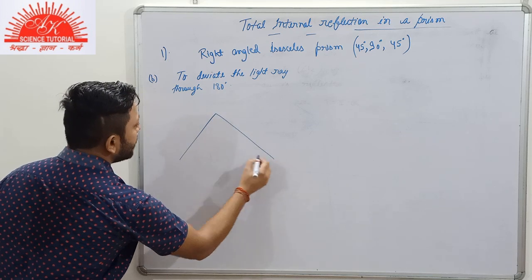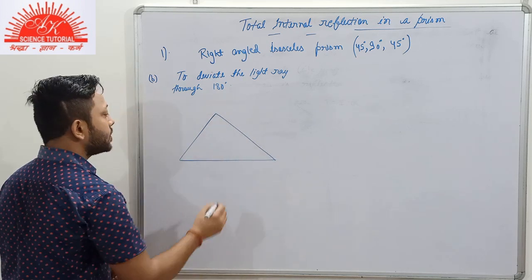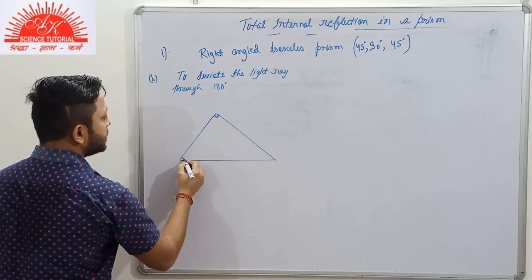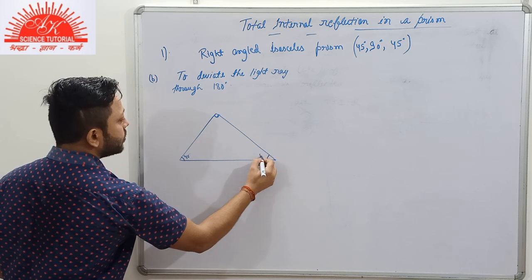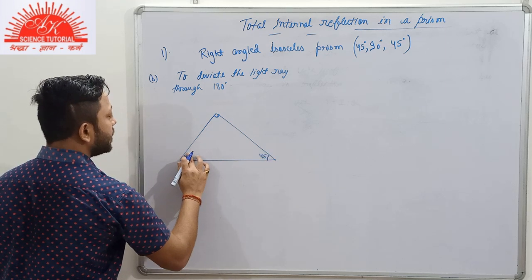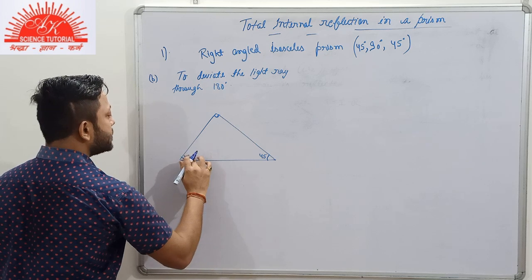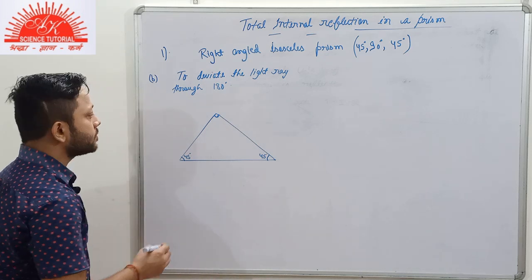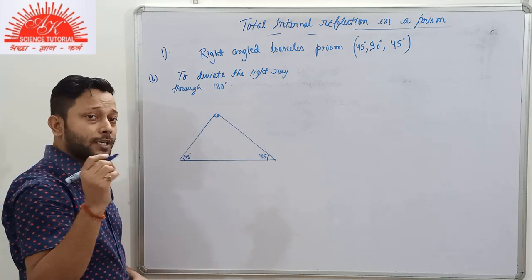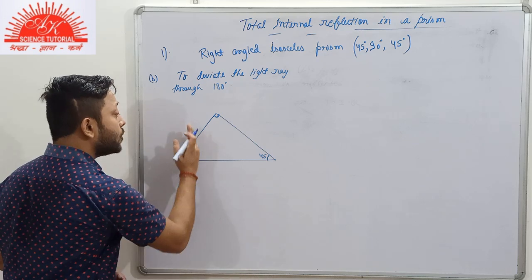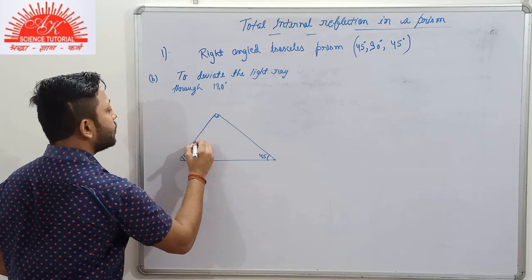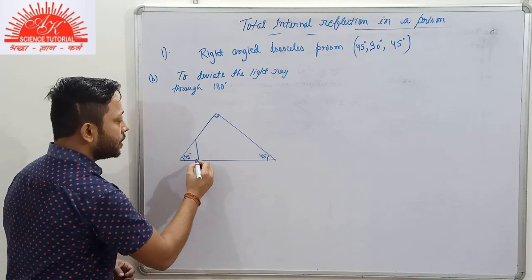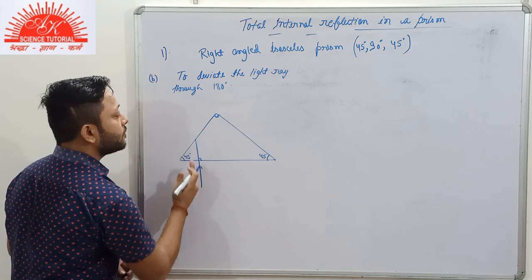This is our right angled isosceles prism. This is the right angle, this is 45 and this is also 45. The base angles are equal, and that is why we can say that this prism is a right angled isosceles prism. The light ray, again as I told you, it is convenient for us to draw the incident ray normal to the surface. So this is our incident ray, that is normal to the surface, and as I told you, if the incident ray is normal to the surface, it will pass undeviated.